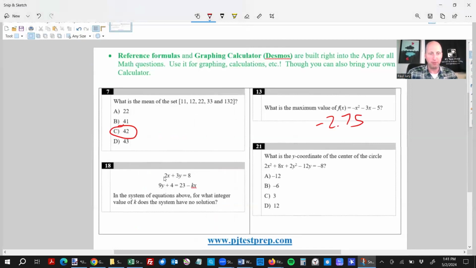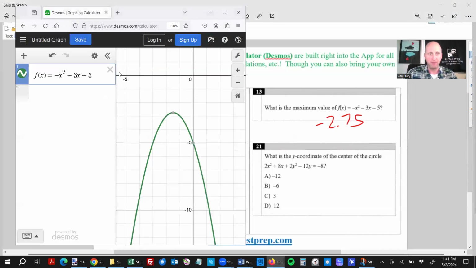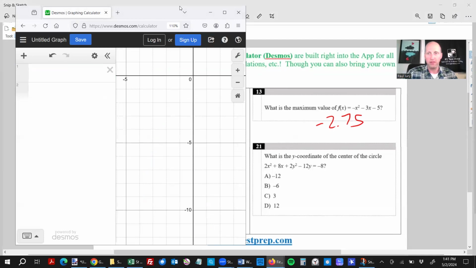If you have a problem like this, number 18, this looks a little ugly in the system of equations above. For what integer value of k does the system have no solution? We teach this in our systems of equations unit. You could, of course, rearrange so that the x's and the y's are lined up with each other, and then do the algebraic way of trying to figure out what would make both the x and the y disappear. However, you can also just straight up toss these into your grapher and figure out what the intersection point would be.